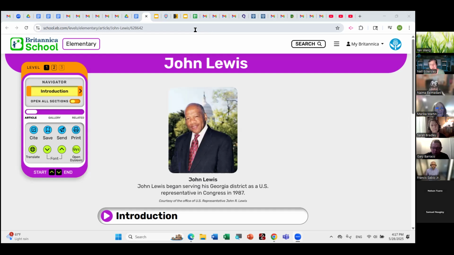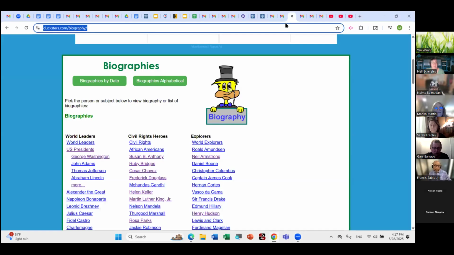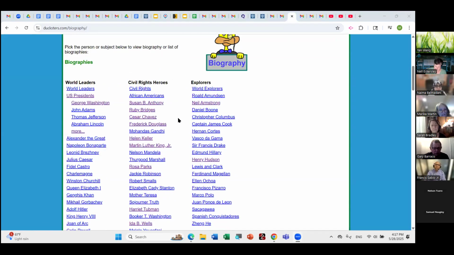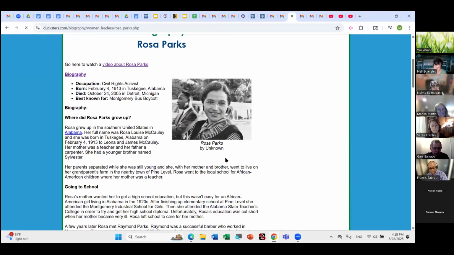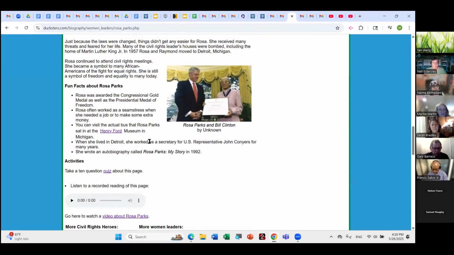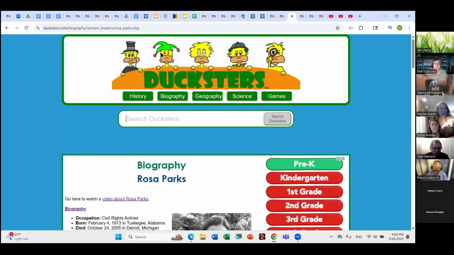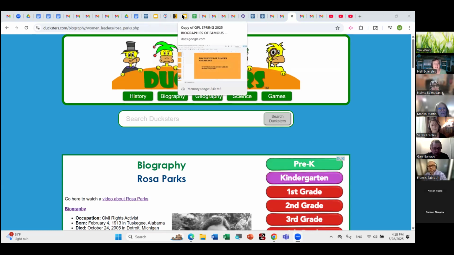I mean, it is for kids, but I don't know if you know this one, it's called Ducksters. So we used the biographies on ducksters.com. I showed them how to use it, and I used it with Rosa Parks as an example. We went through this. I also made a video showing them all this information just with Rosa Parks, and then I added that information about Rosa Parks as an example. So let me show you here.